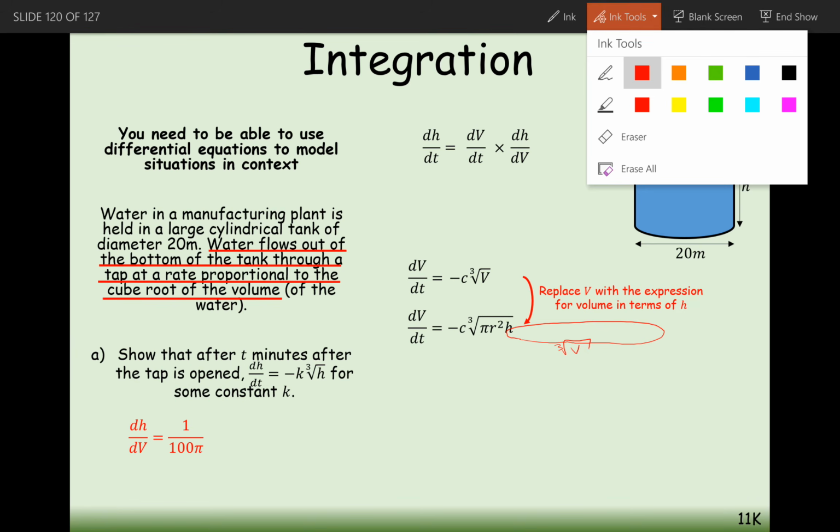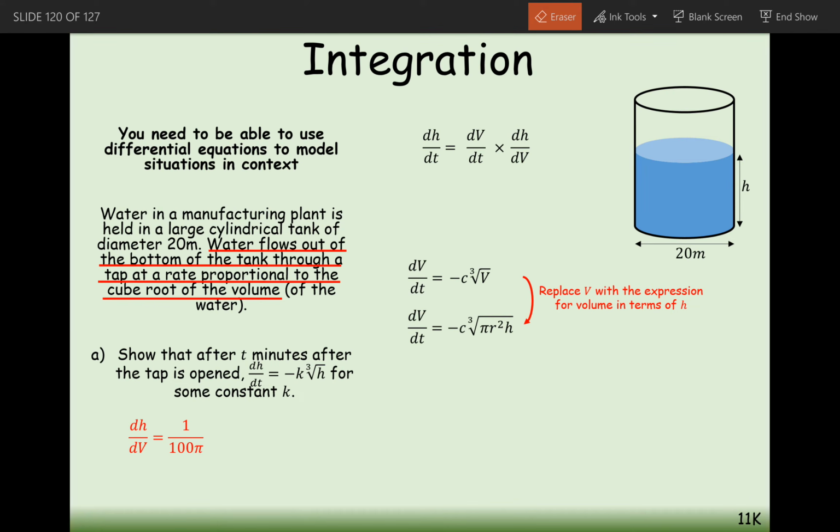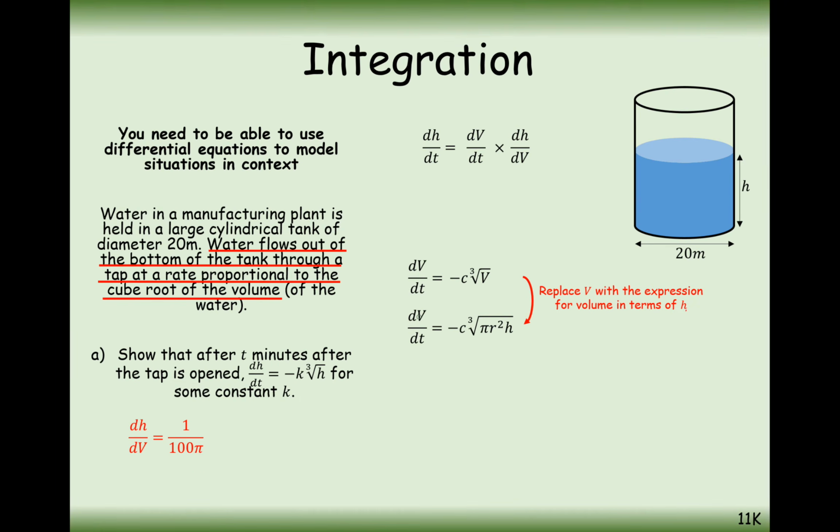So in this case here, let's get rid of that writing there. So in this case here, we're going to have dV by dt is equal to minus c cube root of pi r squared h. Where's pi r squared h come from? Well, that's the volume formula. Volume is equal to the area of the circle times by the height. So it's pi r squared times h is the volume for the cylinder. We know, however, that the r is 10, so we can substitute 10 in for the value of r.